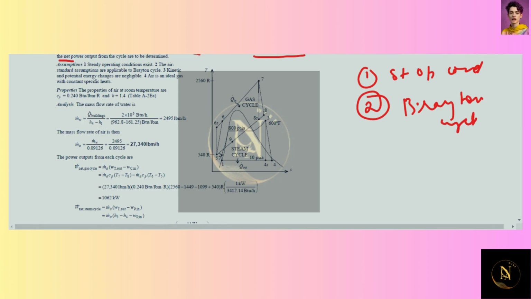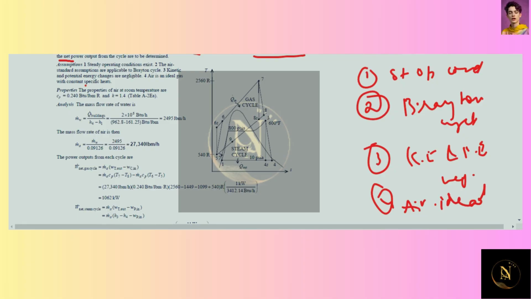Here we have to see certain assumptions. There are four. First, steady operating conditions exist. Second, all the air-standard assumptions for the Brayton cycle apply. Third, the kinetic and potential energies are negligible. And fourth, air is an ideal gas with constant specific heats.